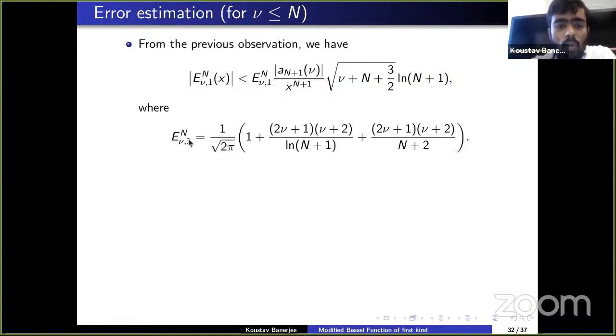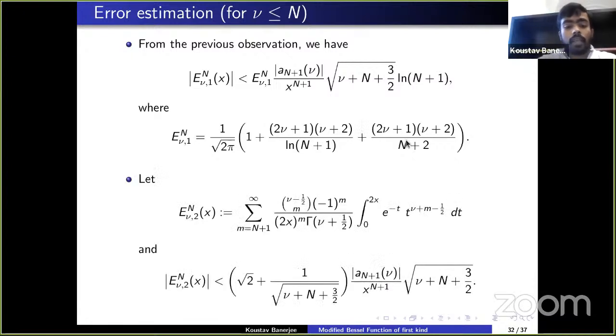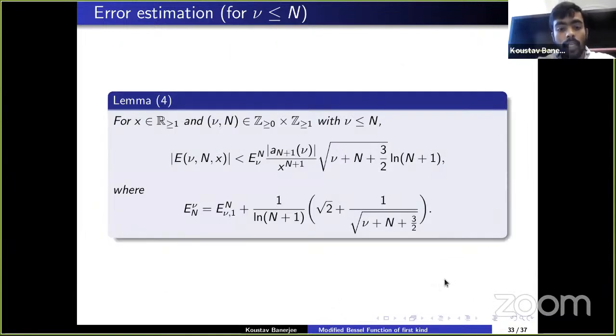And E_n nu 1 to be 1 by square root of 2 pi times this 1 over log n plus something constant by 1 over n of 2. And for the last thing, one can do it in a similar fashion as for nu strictly greater than n to bound by square root of n. So all together, we can bound this for nu less or equal to n, E nu n of x of some prefactor E_n nu times a n plus 1 nu times x to the power n plus 1 times square root of n log n, where E_n nu is given by this expression.